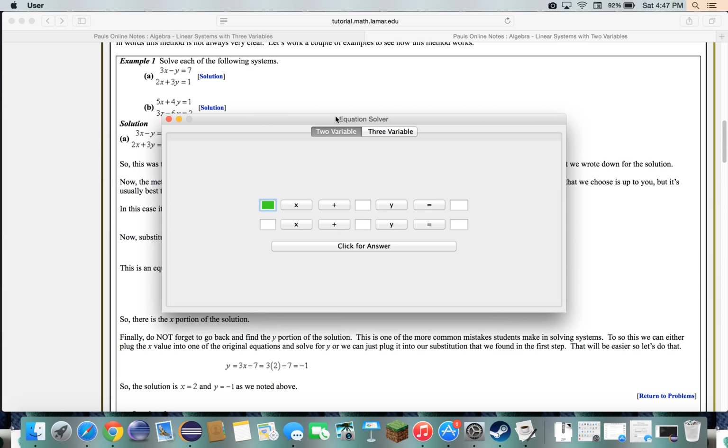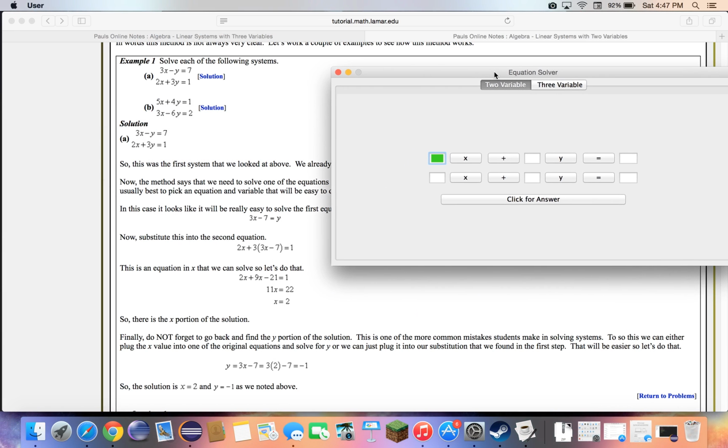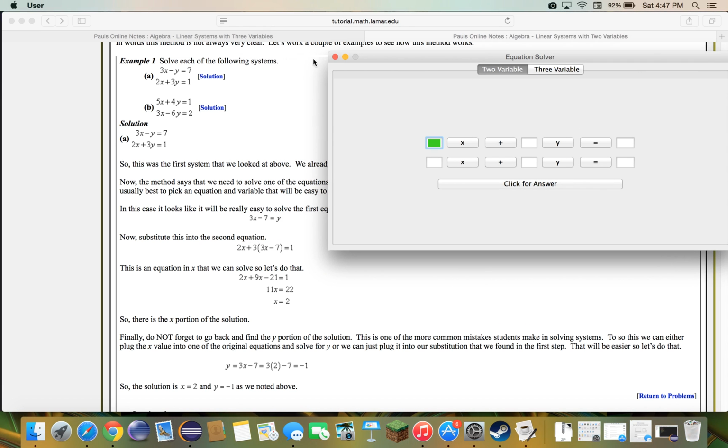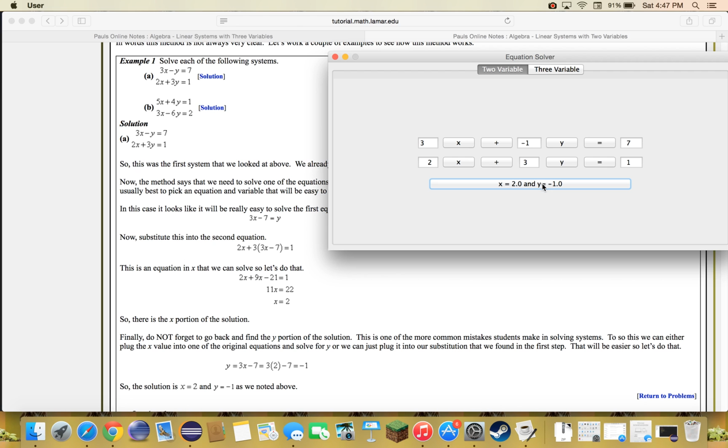So let's just look at an example so that you know that I'm not tricking you and just wasting your time. I went to this website, tutorial.math.lamar.edu, just to check if my program worked. So they have an example of an equation here, 3x minus y, negative 1 being minus y, equals 7. And then we have 2x plus 3y equals 1. Click for answer. You get x equals 2, y equals negative 1.